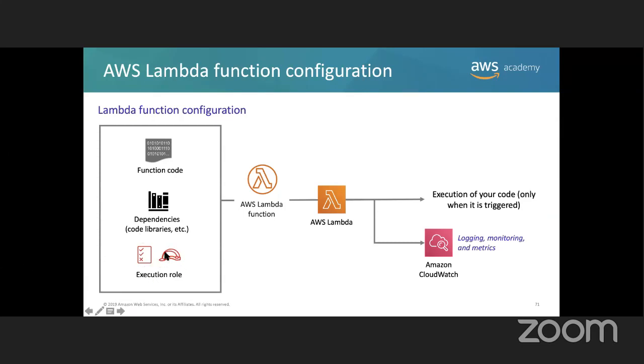And then you will have a role. You will need a role to work with Lambda. Without a role, we're not able to do anything, because remember, Lambda is interacting with other services, right? You have a Lambda function. You have here the execution of the code only when it's triggered. If you don't trigger the Lambda function, it will never do anything.